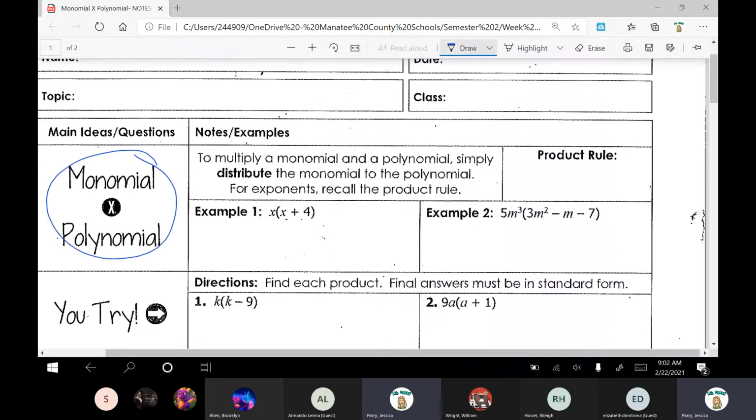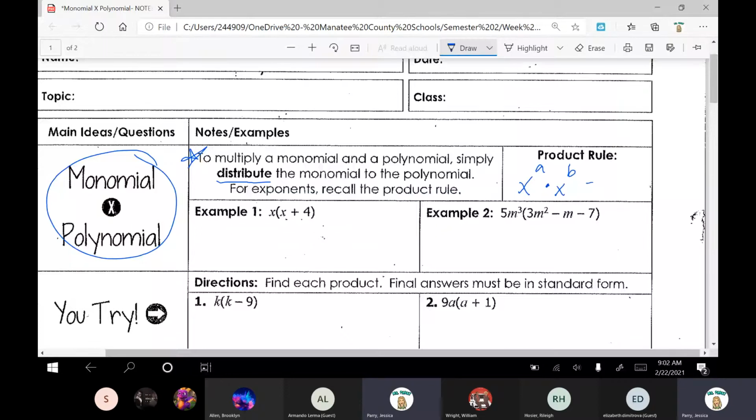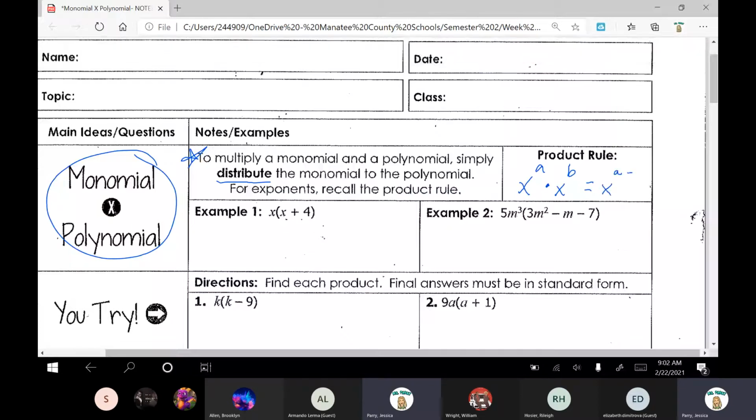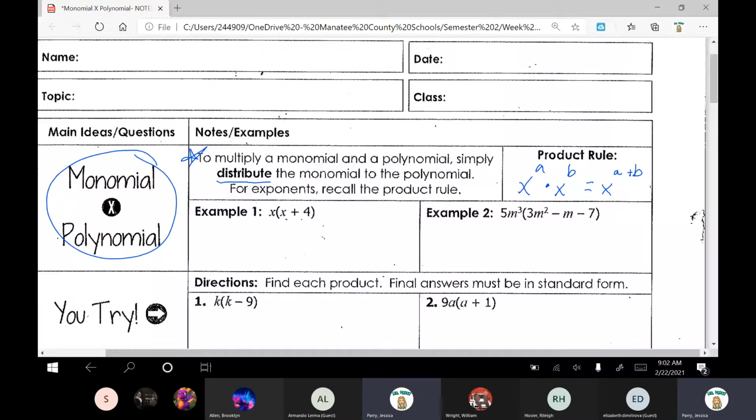So here, for the monomial times a polynomial, to multiply a monomial and a polynomial, simply distribute the monomial to the polynomial. And for exponents, you recall the product rule. And what's the product rule? If you have x to the power of a times x to the power of b, all you do is just add your exponents, x to the power of a plus b. You're just adding the exponents, okay? So let's go ahead and practice our example number 1.